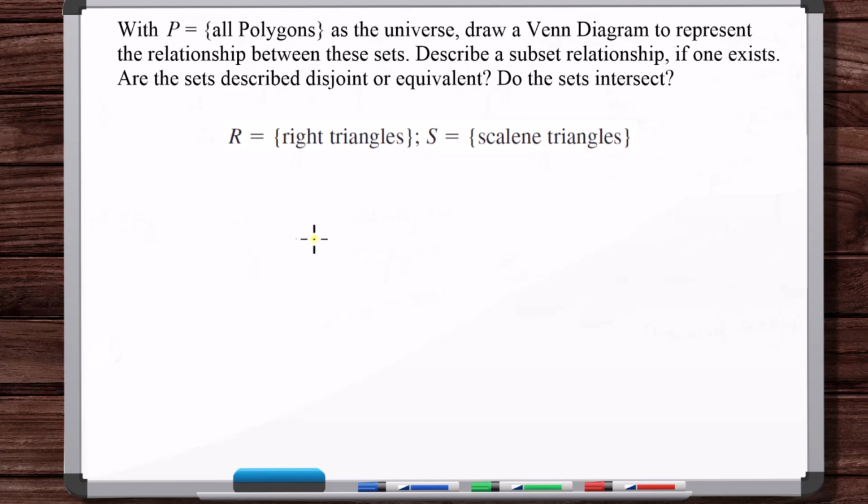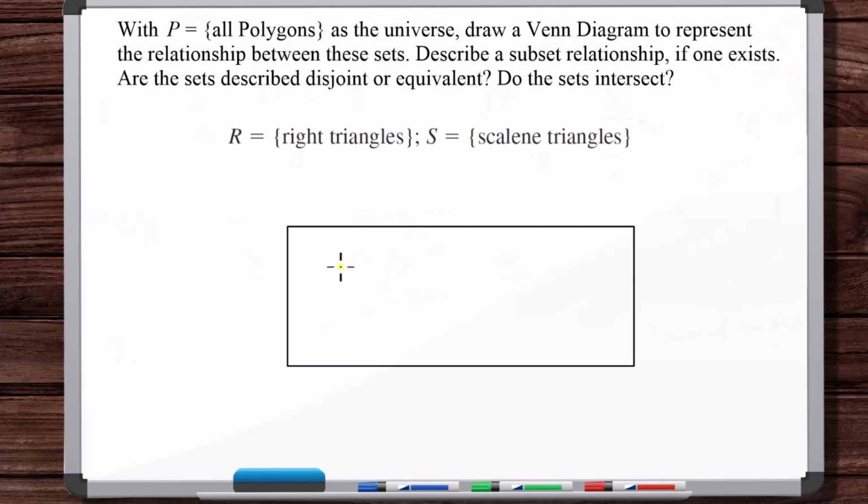Same question, but they're giving us different sets. So let's draw the set of all polygons. Now we've got right triangles. The set of all right triangles is going to be a subset of polygons. But now how does the set of all scalene triangles relate here?